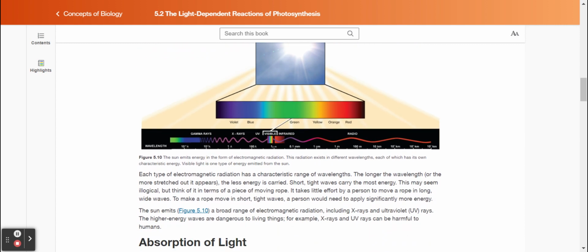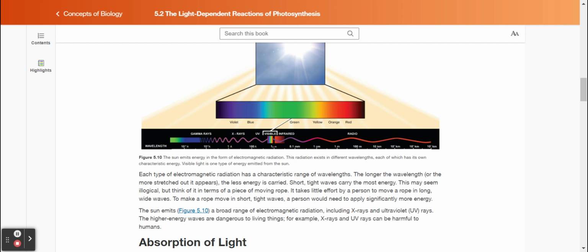Each type of electromagnetic radiation has a characteristic range of wavelengths. The longer the wavelength, or the more stretched out it appears, the less energy is carried. Short, tight waves carry the most energy. This may seem illogical, but think of it in terms of a piece of moving rope. It takes little effort by a person to move a rope in long, wide waves. To make a rope move in short, tight waves, a person would need to apply significantly more energy.